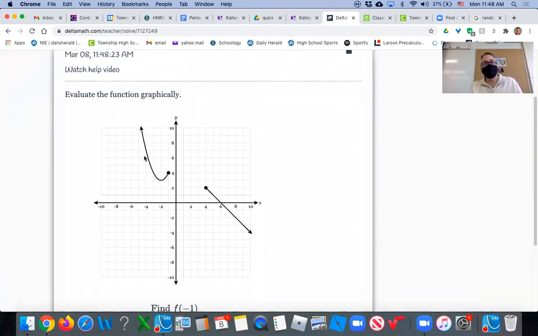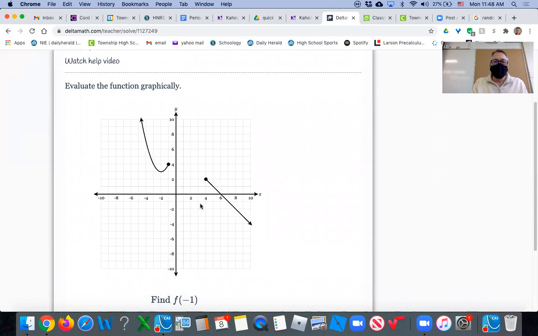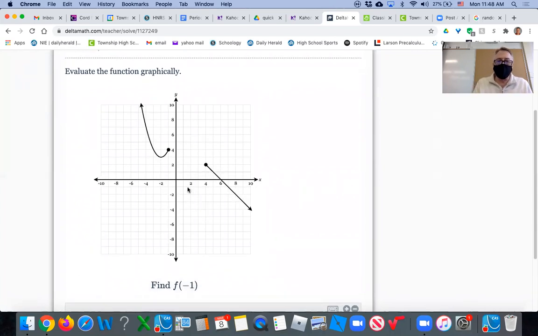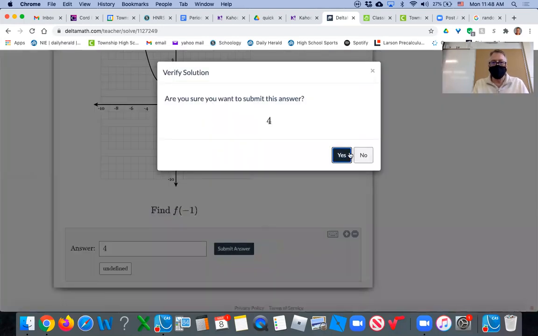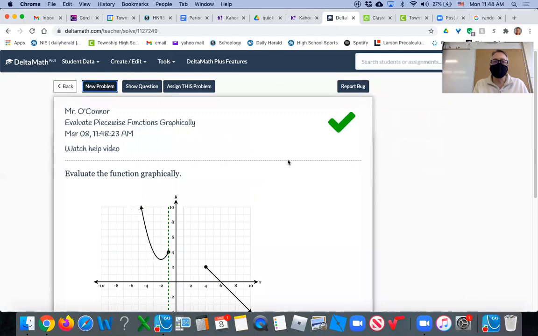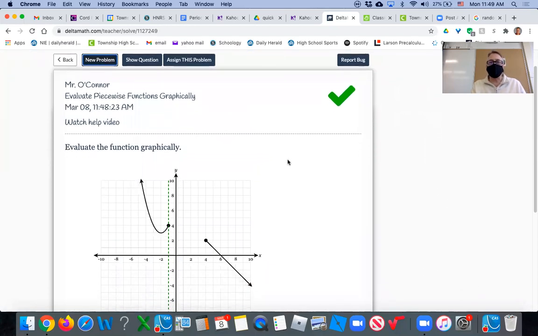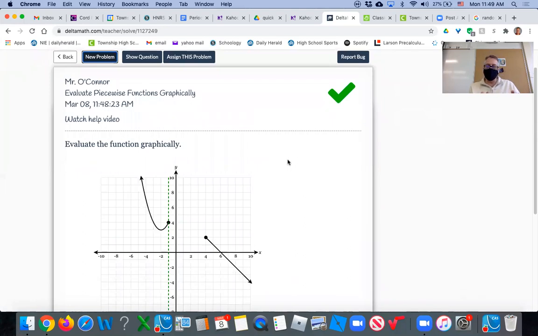All right, now this discontinuous piecewise function has a big gap in it here. So if I was asked to find f of positive 1, not negative 1, that would be undefined. But this is asking me to find f of negative 1. So for an input of negative 1, because this is a filled in circle, I have an output of 4. So f of negative 1 is equal to 4. All right, are there any questions on any of those? Because I'm going to then look at it in terms of the equation, or algebraically, in just a second.